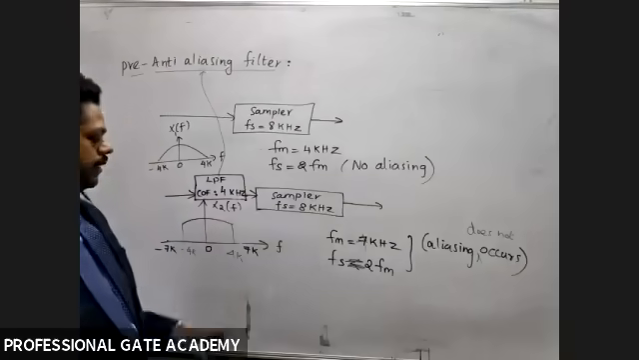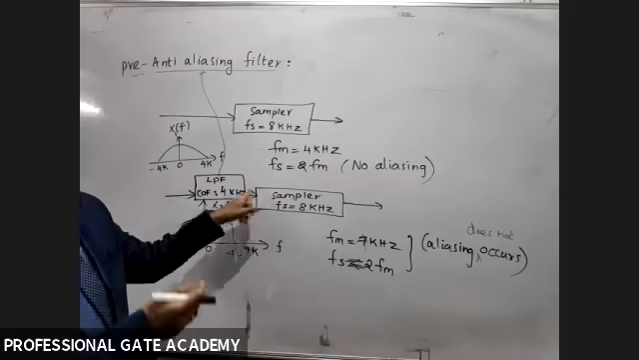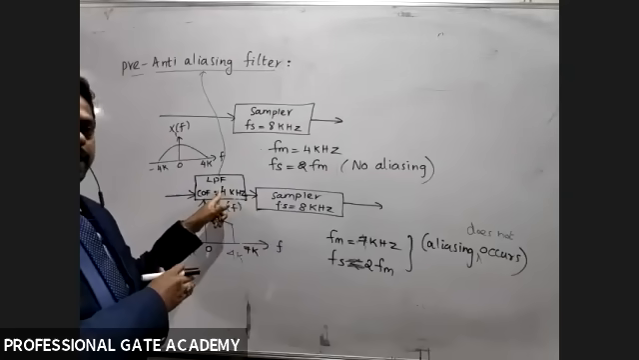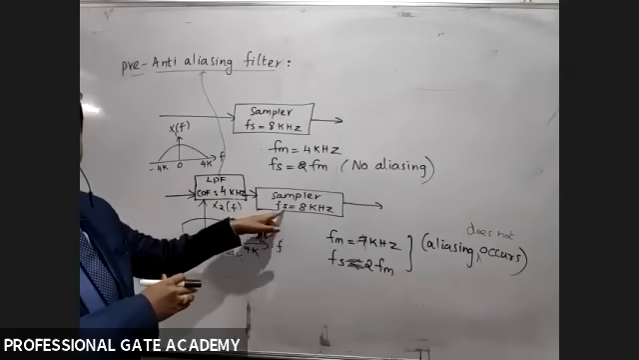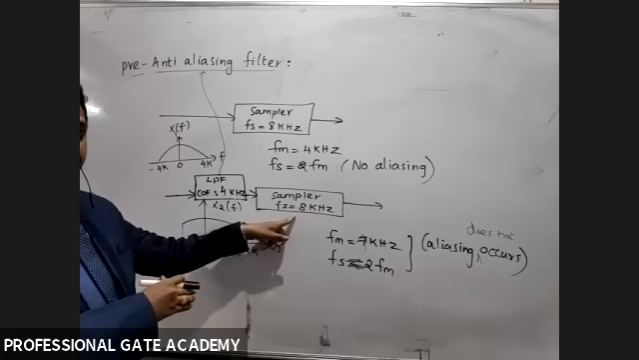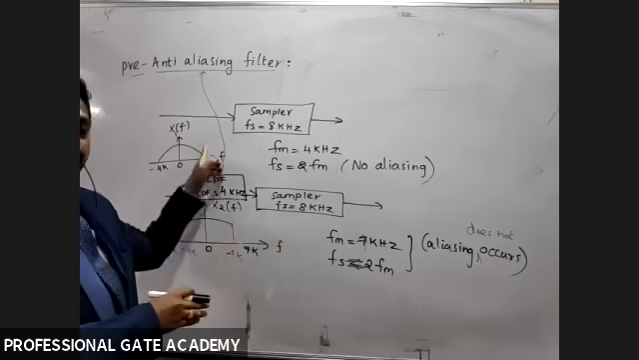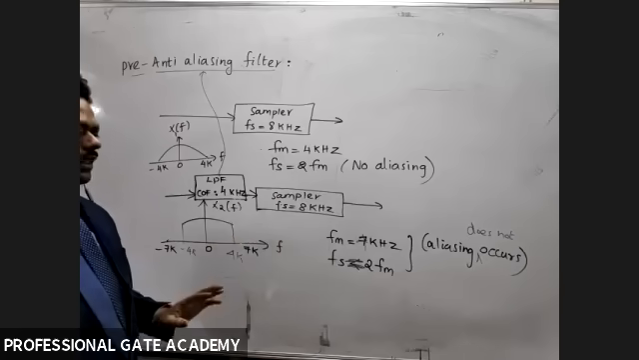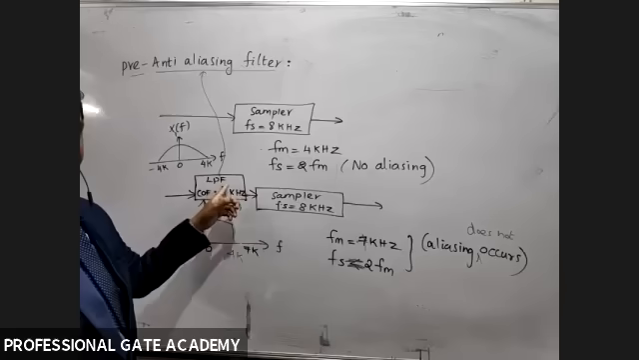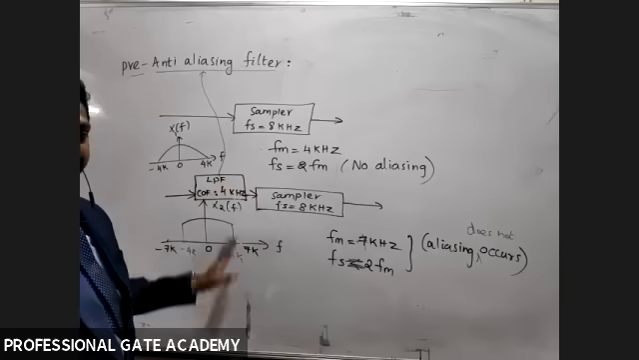Students, I repeat again. To avoid aliasing, there is a low pass filter placed before the sampler. The sampling frequency is twice the cutoff frequency of the low pass filter. In that case, for any input signal, aliasing does not occur. That low pass filter is called a pre-anti-aliasing filter.